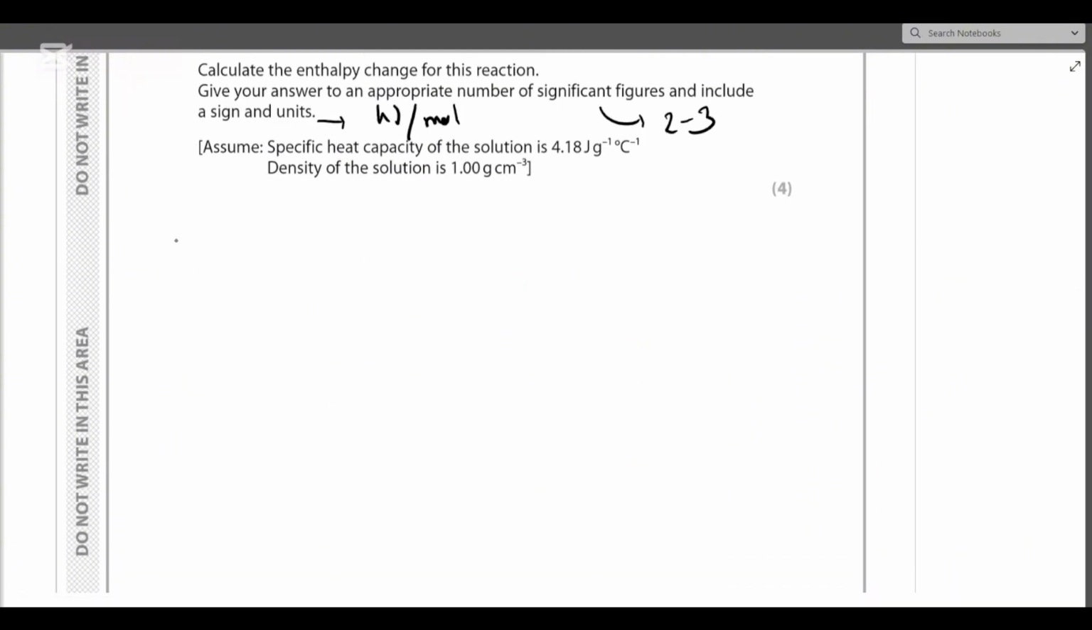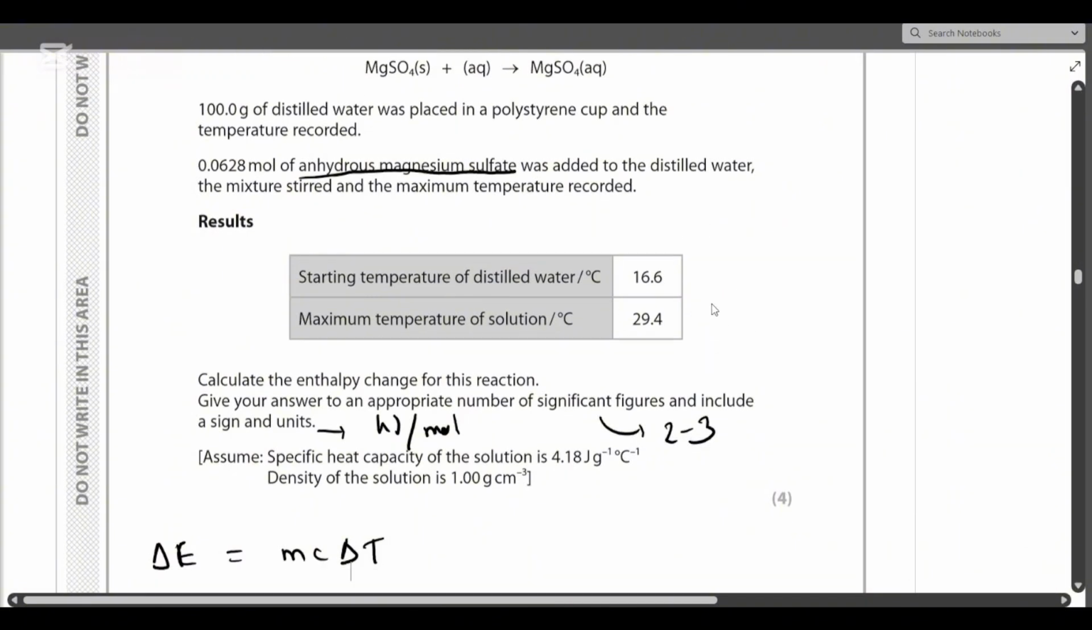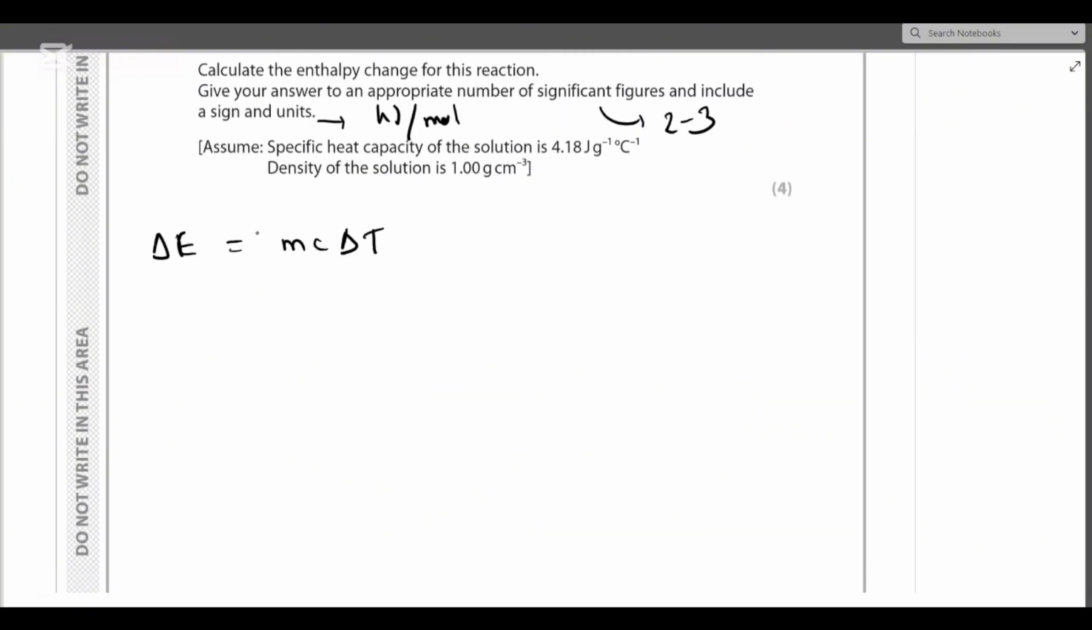First, we can find the amount of energy released using this formula, mc ΔT. Why am I saying this? Because the maximum temperature increased. So heat energy was provided, and whenever heat is released, the nature of the reaction is exothermic. So we can just give a negative sign down here, and we can start doing it.